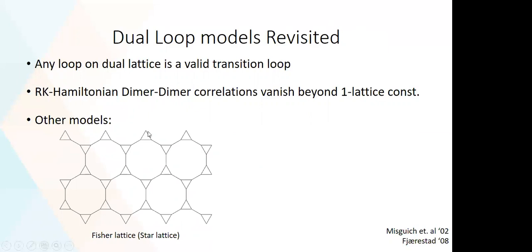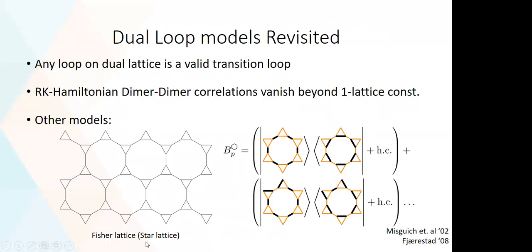This is on the Kagome, you're saying? On the Kagome, yes. On the Kagome, and also on the Fisher lattice or star lattice, it's called. This is the same as the Kagome, only the triangles don't touch each other. They have this bond connecting them. And here I did put some pictures of allowed moves. And so this is another lattice that in the next work I'll talk about in the Majorana case the authors consider.